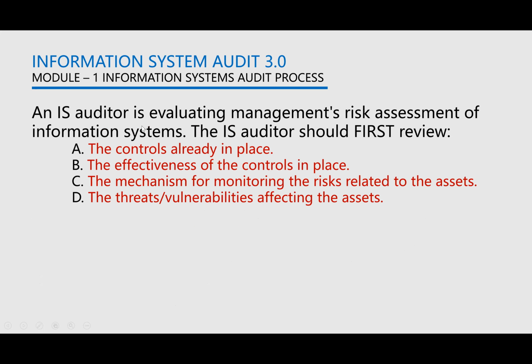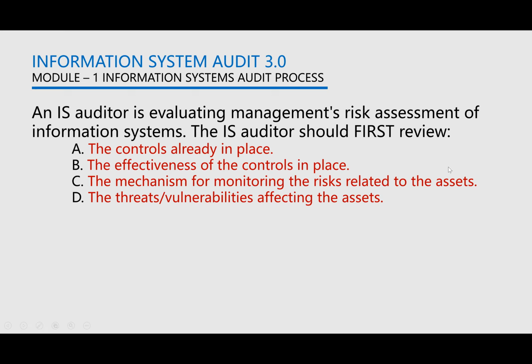As an IS auditor evaluating management's risk assessment of an information system, what should the IS auditor first review? When you start the IS audit and first assess the risk of the information system, A, you should review the controls already in place. B, review the effectiveness of the controls in place. C, review the mechanism for monitoring the risk related to the assets. D, review the threats and vulnerabilities affecting the assets. This is a dicey question because two or three options are very closely related.